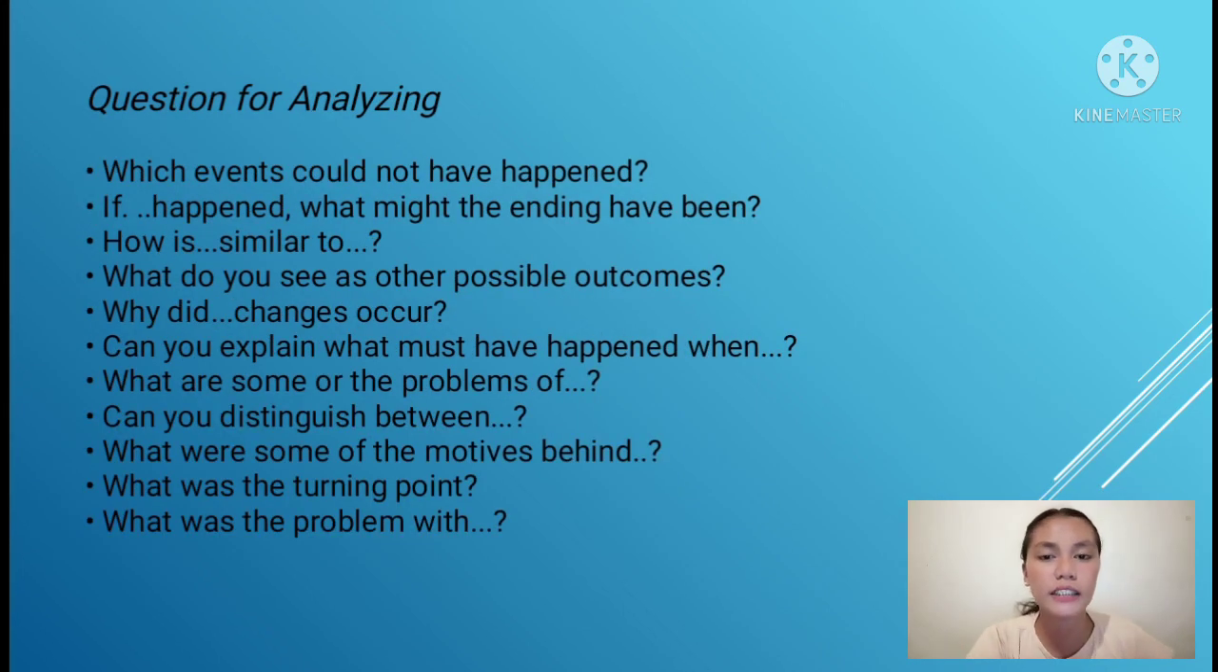In analyzing, the list of questions are as follows. Which events could not have happened? If it happened, what might the ending have been? How is it similar to? What do you see as other possible outcomes? Why did changes occur? Can you explain what must have happened when? What are some of the problems of? Can you distinguish between? What were some of the motives behind? What was the turning point? What was the problem with?